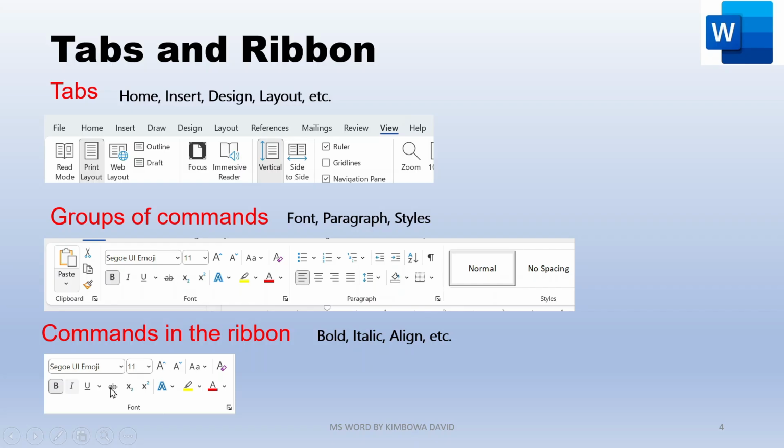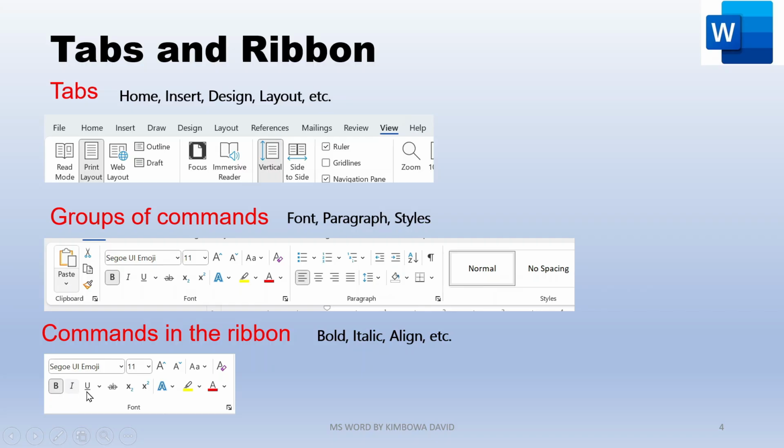Now commands are inside a group. For example, I created a screenshot of only the font group, and you can actually see some of the commands that are there in the fonts group. For example, we have the bold, we have the italics, we have the underline.